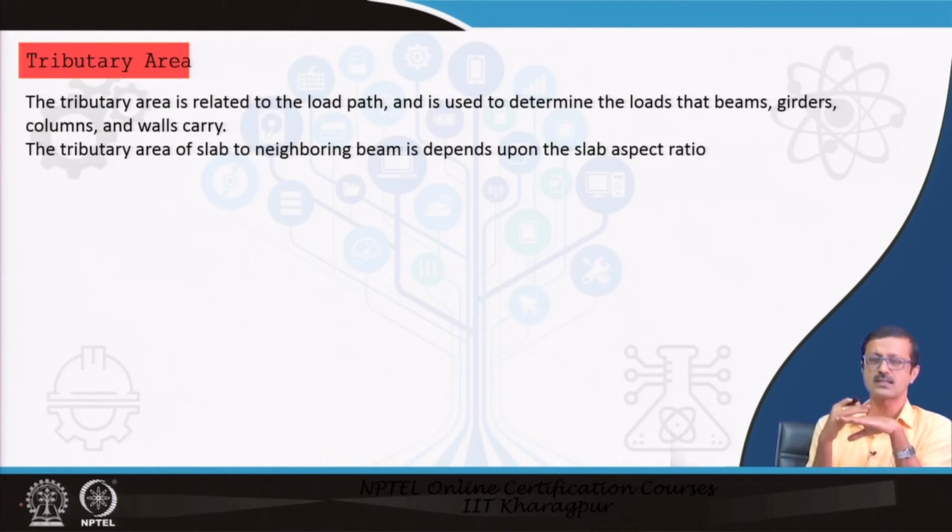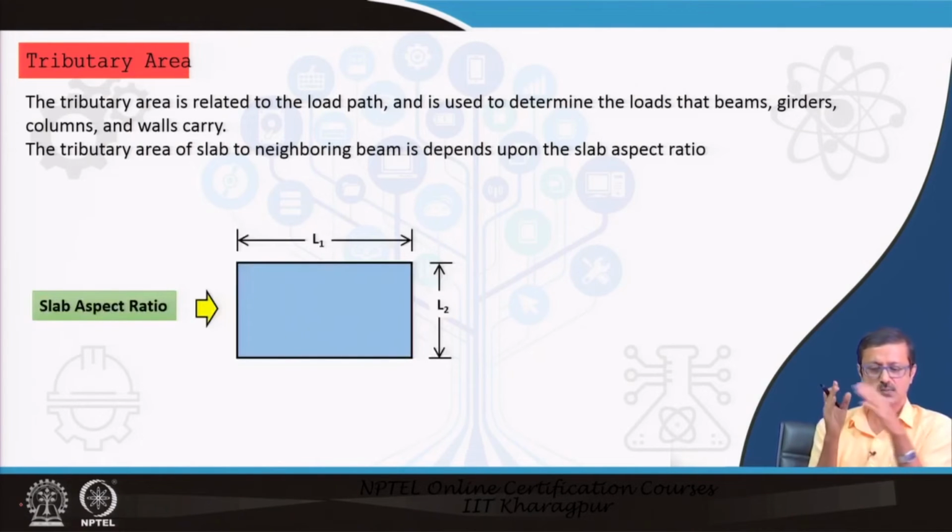That is why, when we talk about the tributary area, first we locate a typical slab, and then break it into different parts like pieces of a cake. This part is yours, that part is yours, like that. That is the tributary area, and it depends upon the slab aspect ratio. Suppose for the time being the slab is rectangular or square, with the dimensions of the two sides L1 and L2.